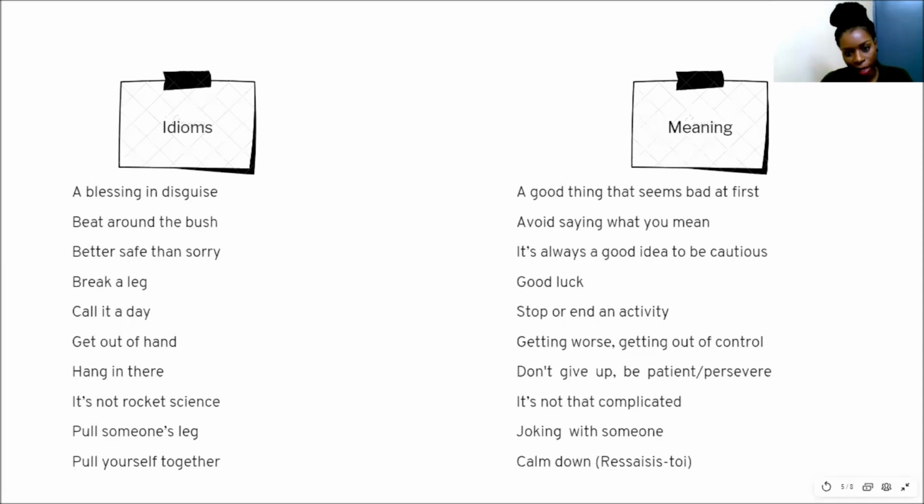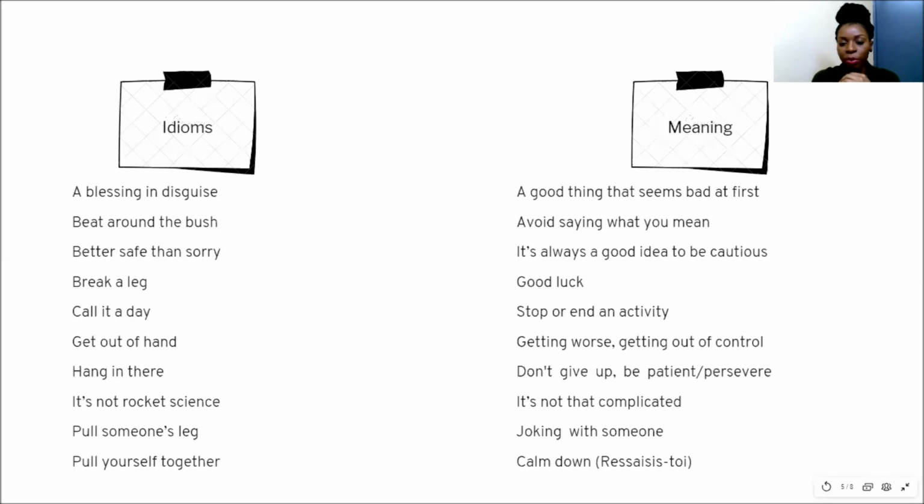Pulling someone's leg means joking with someone. So let's say I'm making a joke with you and I'm telling you that, oh, the police, I don't even know, like someone called me last night and they're looking for you. The police is looking for you. And now you're scared and you're like, what did I do? And then I'm like, oh no, I was just joking. So instead of saying no, I was just joking, you can say, "Ah, I was just pulling your leg." It's an expression.